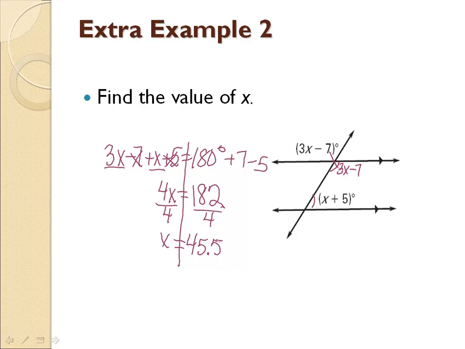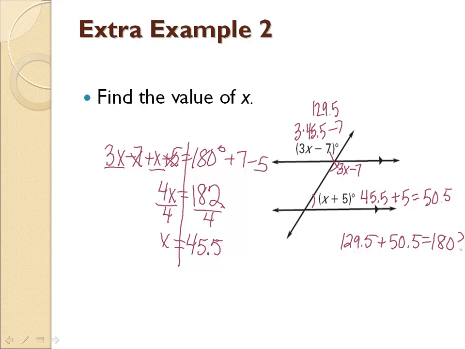So both of these should equal the same, or I'm sorry, they should add up to 180 degrees. So for this one, I've got 3 times 45.5 minus 7. Here I have 45.5 plus 5. So this one's 50.5. And this one is 129.5. And let's just check. 129.5 plus 50.5, does that equal 180 degrees? Well, if you put that into your calculator, just combine them in your head, yes, it does equal 180 degrees.